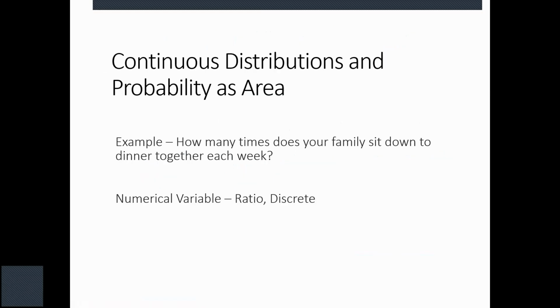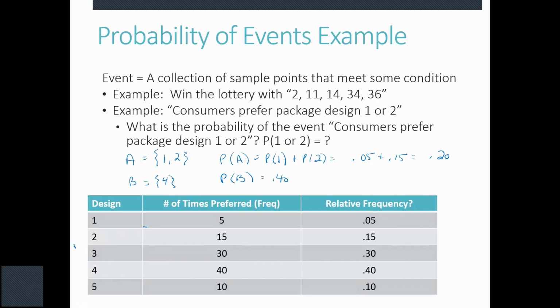Those are discrete distributions, but we may also have continuous distributions where we have numeric variables. So these are categorical, right? Design 1 is just labeled 1 for convenience, and 2 is number 2 for convenience, but these are actually categories. So this is categorical.